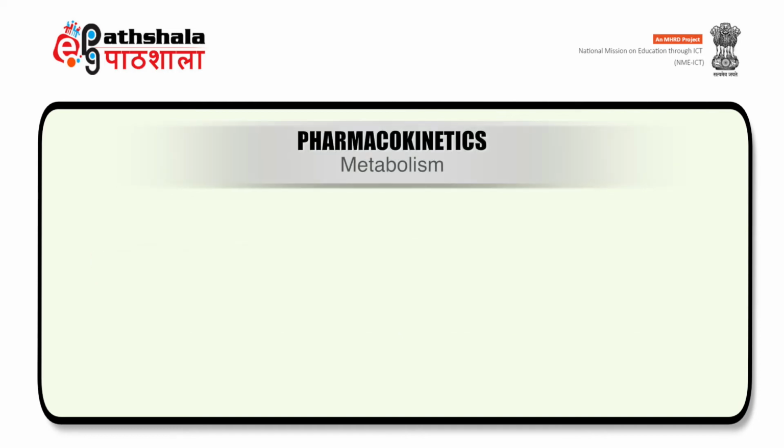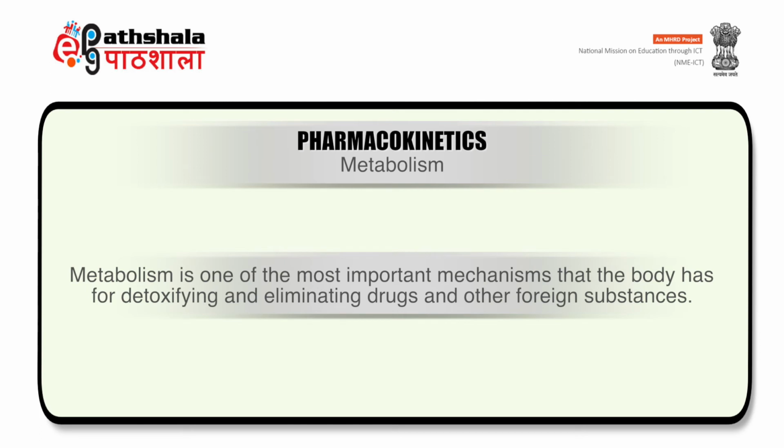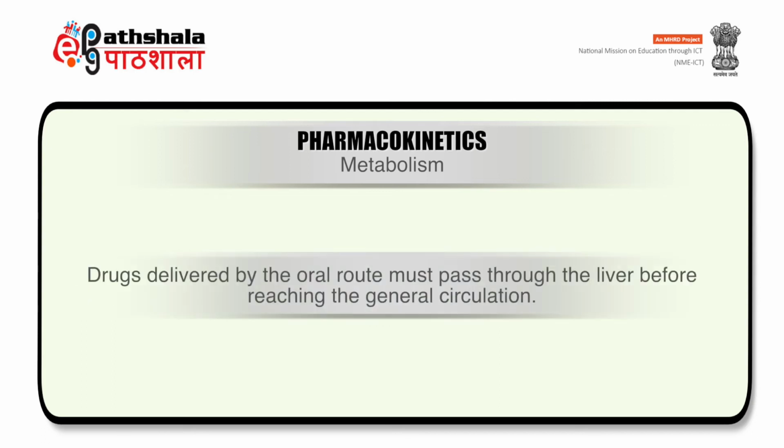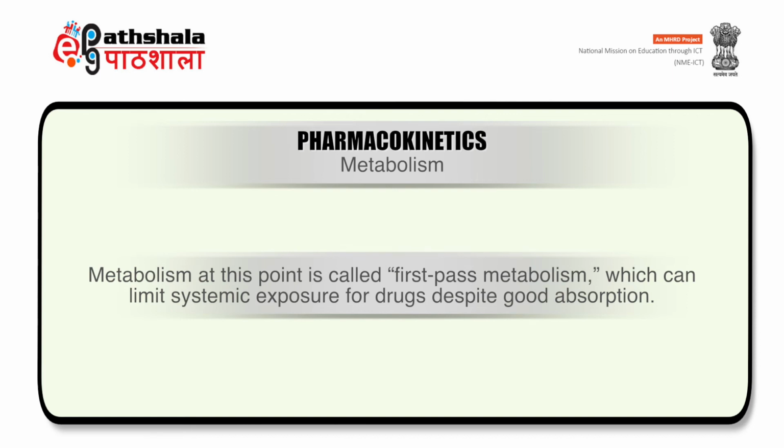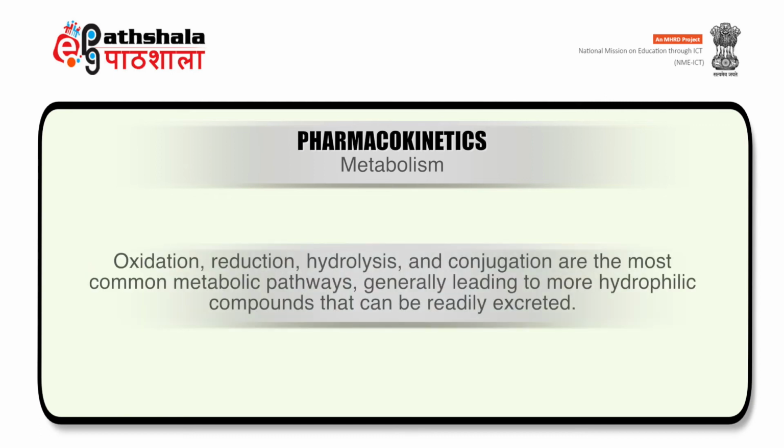The next is metabolism. Metabolism is one of the most important mechanisms that the body has for detoxifying and eliminating drugs and other foreign substances. Drugs delivered by the oral route must pass through the liver before reaching the general circulation. Metabolism at this point is called first pass metabolism, which can limit the systemic exposure for drugs despite having good absorption. Oxidation, reduction, hydrolysis and conjugation are the most common metabolic pathways, generally leading to more hydrophilic compounds that can be readily excreted.